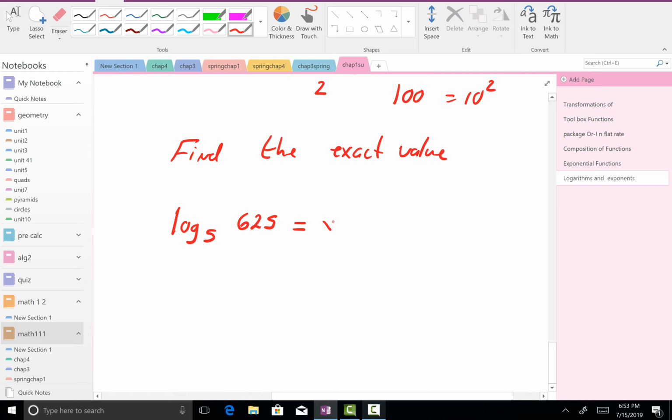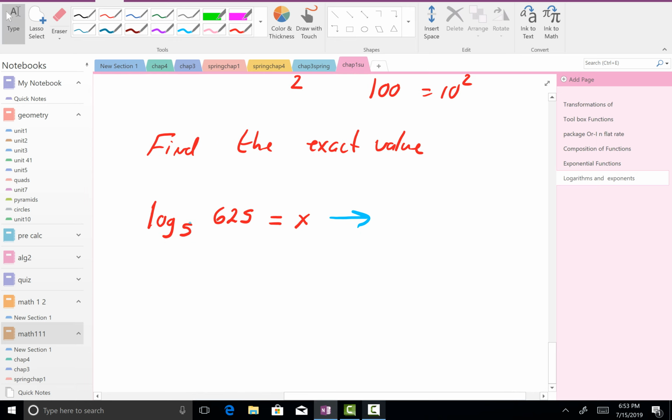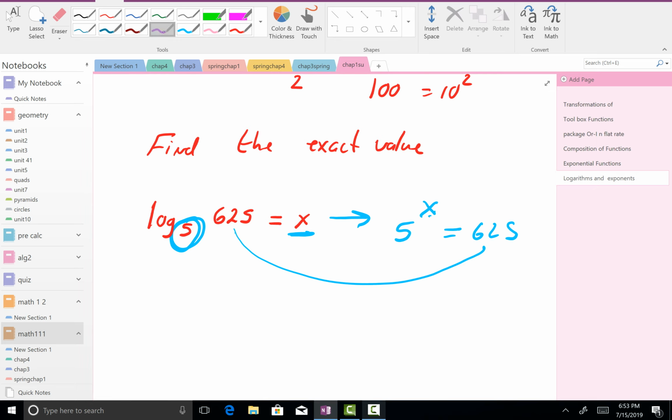So I'm just going to put a little x there just for the heck of it, and we'll use the definition. Here's where the definition is going to come in handy. Here's my base. That's going to go up here. And now I have 625. The output becomes the input. This is going to go right there. And now I just have to figure this out.